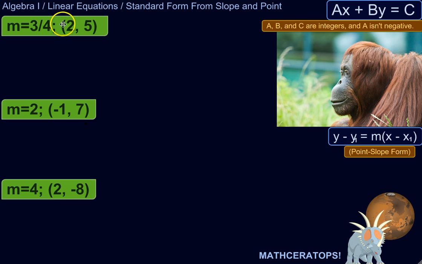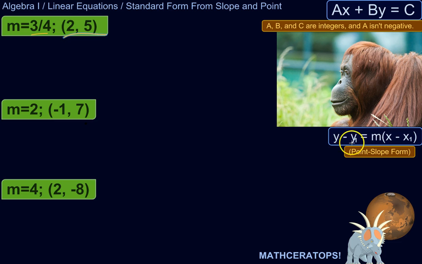All right, we've got a line here. It doesn't look like a line because we didn't graph it, but trust me, it's there somewhere in math space. And the slope is 3/4, and one of the points on the line, of which there are an infinity, is the point (2, 5). X is 2, y is 5. Okay, so let's use that to write a point slope form equation first.